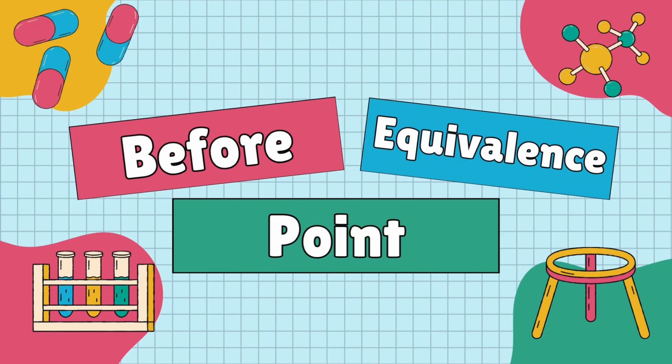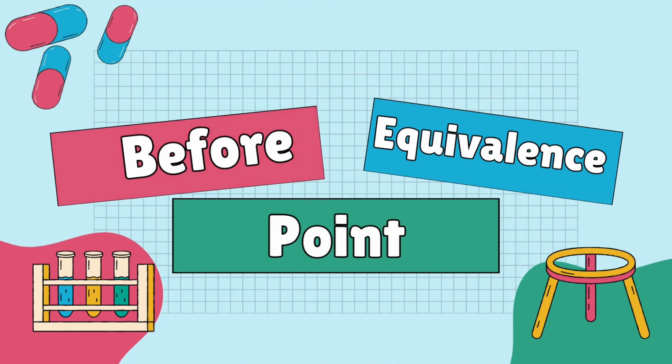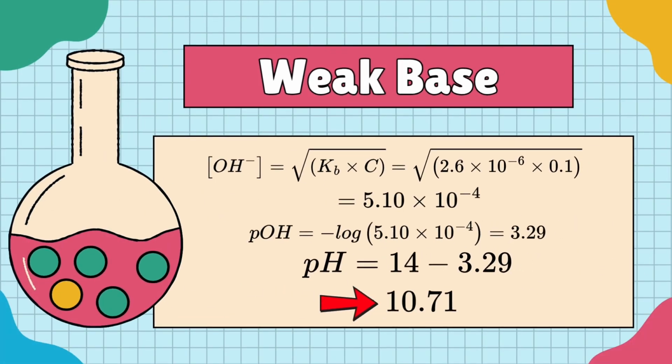Let's begin with what happens before we add any acid, at Va equals 0.0 mL. Our solution contains only cocaine, which is a weak base. It is partially ionized in water, and it produces hydroxide ions, resulting in a basic pH. So the pH at the very beginning is about 10.71, indicating a weakly basic solution.